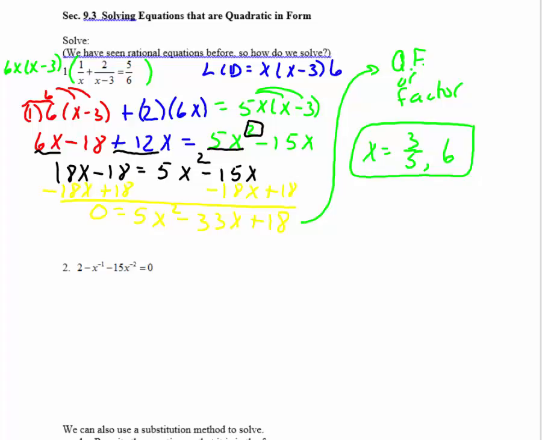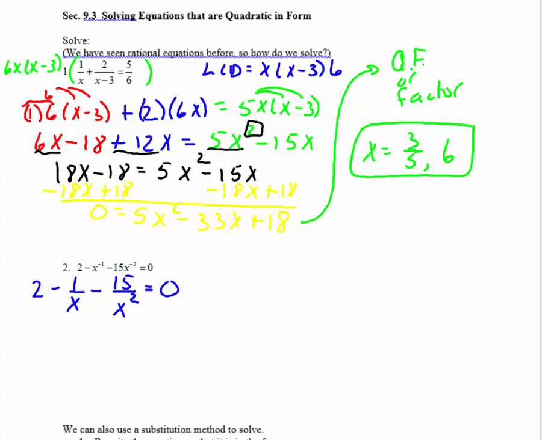Number 2, we have 2 minus x to the negative 1 minus 15x to the negative 2 equaling 0. Well, way back when we talked about negative exponents, what do they do? They move things. So the 2 stays as is. X to the negative 1 can be rewritten as 1 over x, minus 15 is positive, so it doesn't move, but the x squared is going to go to the bottom, and we're still equaling it to 0. So remember, negative exponents move things up and down. So x to the negative 1 moves down, x to the negative 2 moves down and becomes a positive exponent.